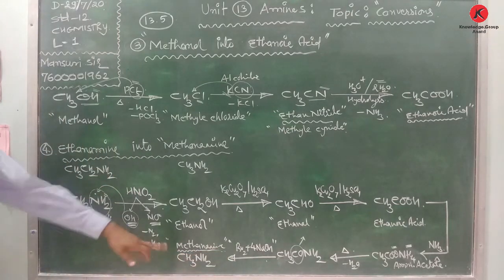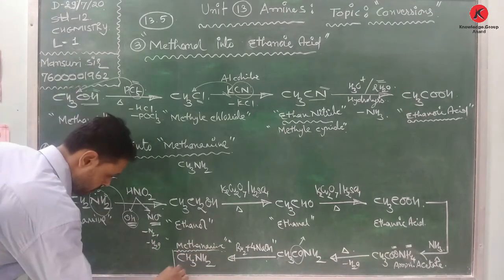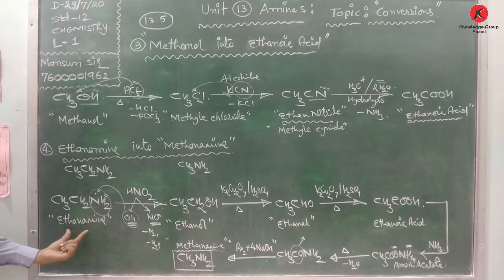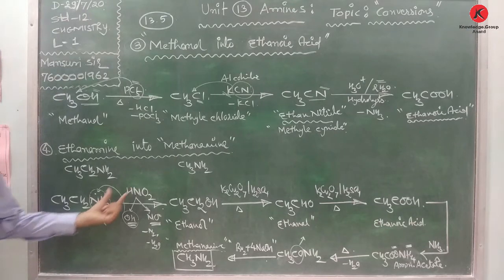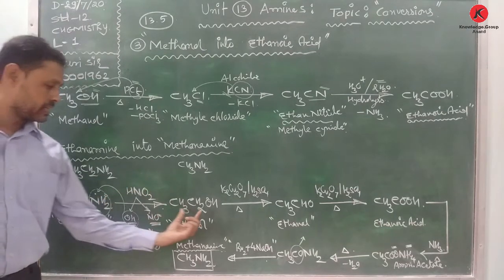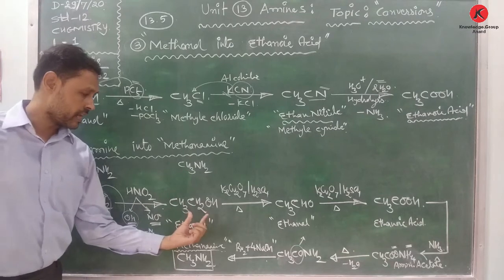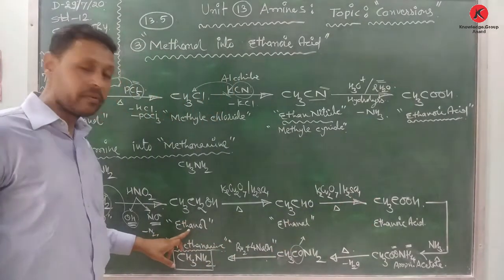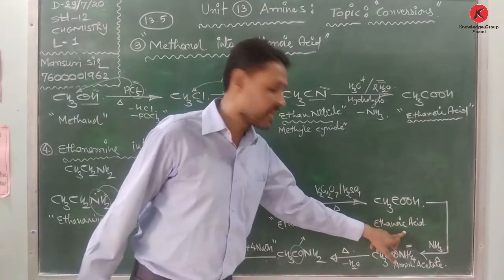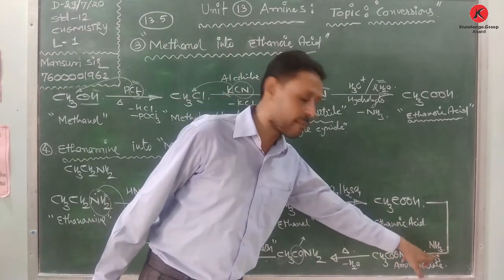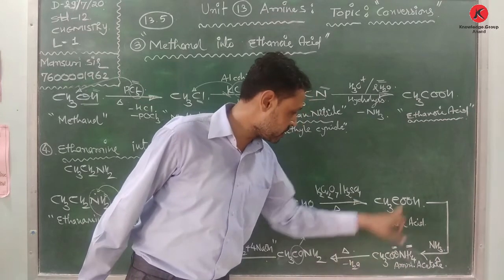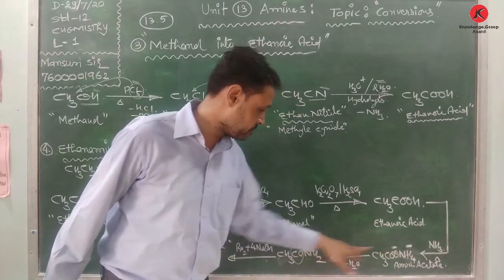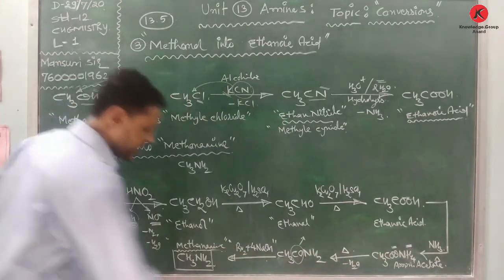So this is my product. First we have taken ethanamine. Thereafter reaction with nitrous acid is converted into ethanol. Thereafter by oxidation we are moving from ethanol to ethanoic acid. Thereafter reaction with amine, we convert this product into ammonium acetate. Thereafter by heating it is converted into ethanamide.